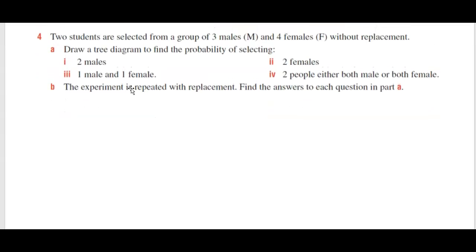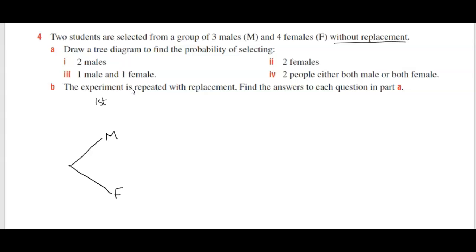Okay, question 4. Two students are selected from a group of 3 males and 4 females without replacement. Draw a tree diagram. Okay, so we'll draw a tree diagram first. Without replacement means that if I choose one person who's Mary, I can't choose Mary again. They've got to be 2 different people. So this is our first student, and you can have a male or a female.